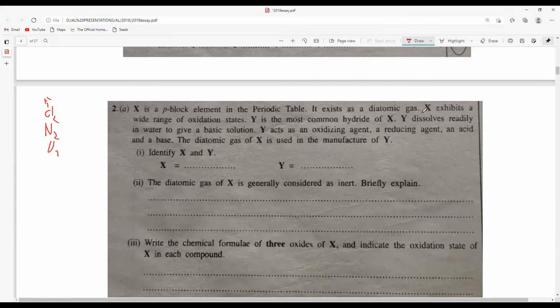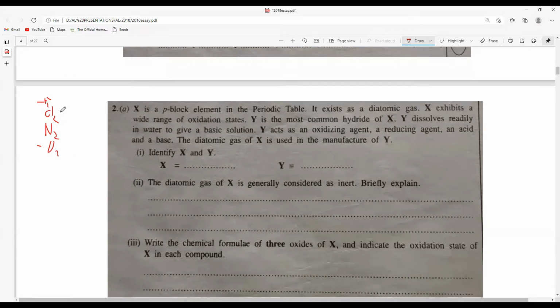So we'll see. X exhibits a wide range of oxidation states. So typically these have a wide range, except that fluorine and oxygen are a little bit not wide range actually, but they also have. And Y is the most common hydride of X.